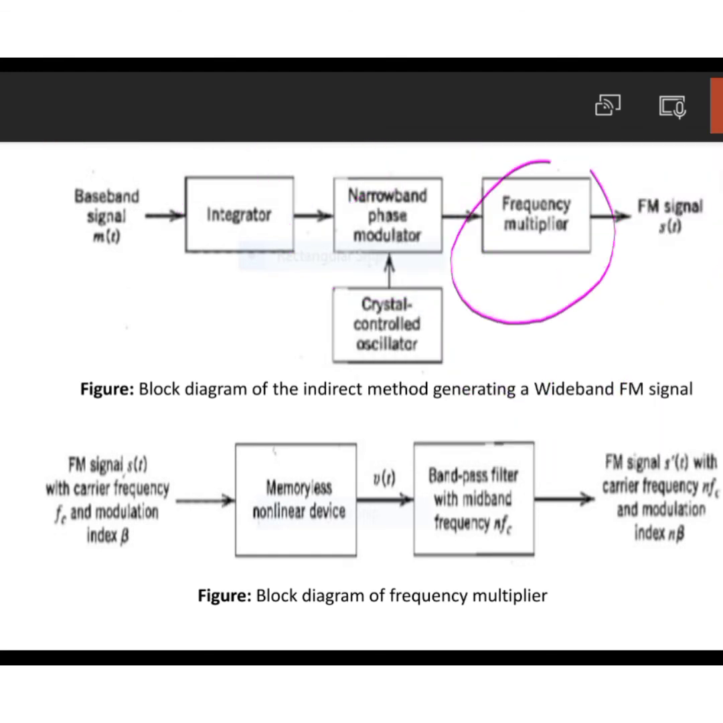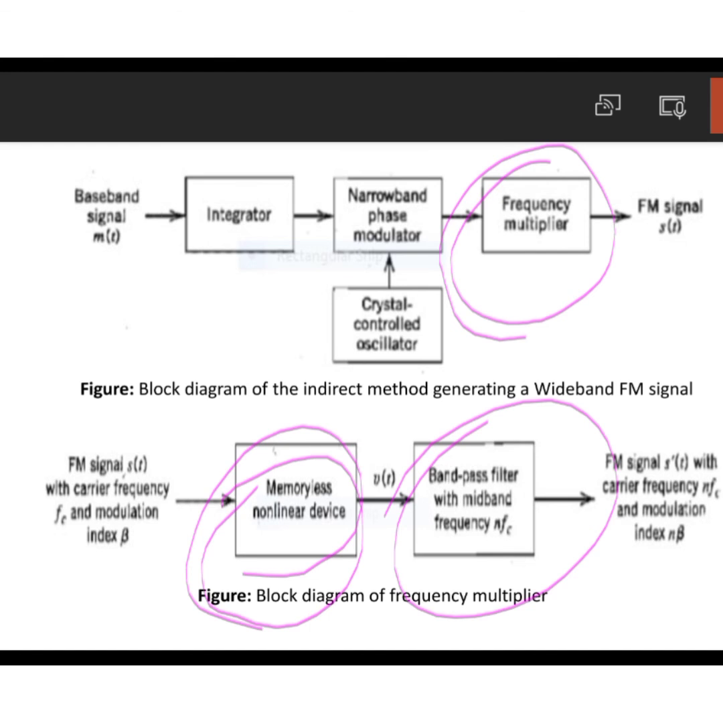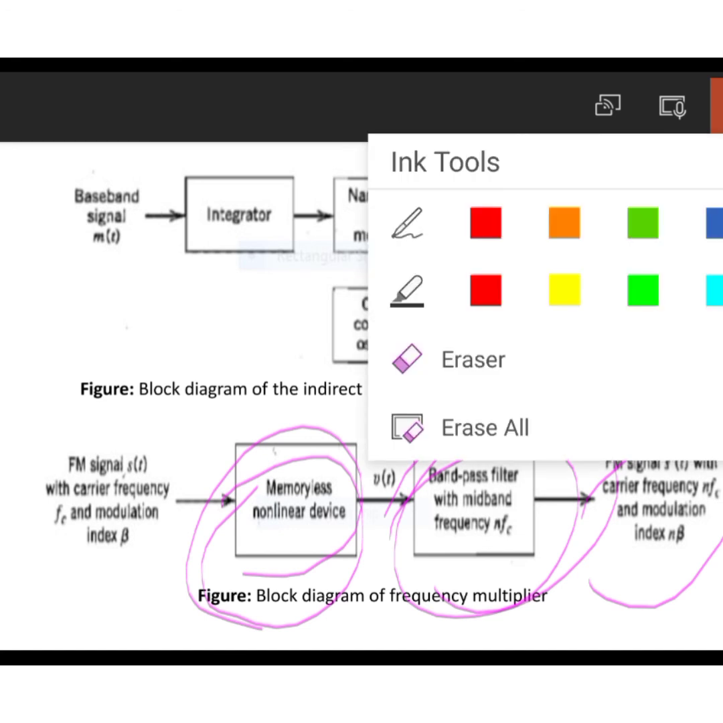So what are all the blocks available? What are the functions available in the frequency multiplier? It is a memoryless non-linear device, which may be a diode or a transistor, and after that a band pass filter will be used. The FM signal s of t with carrier frequency fc and modulation index is given to the non-linear device. After that a band pass filter is used to get the frequency modulated output.